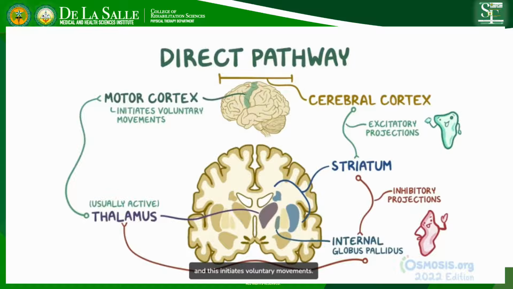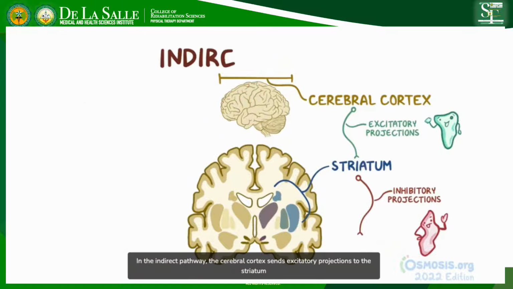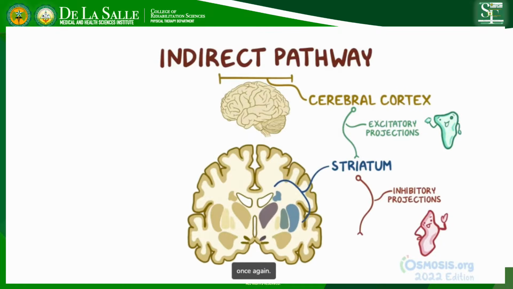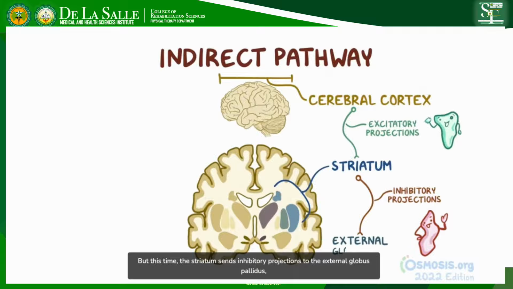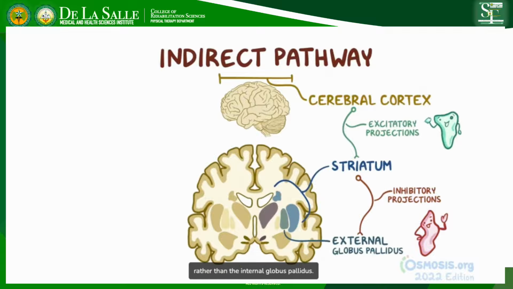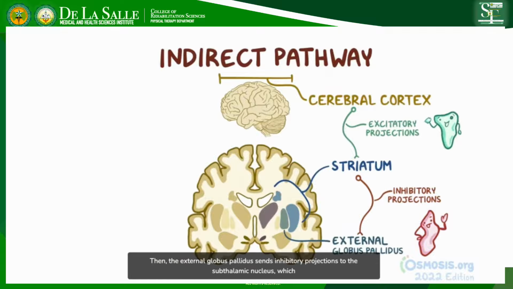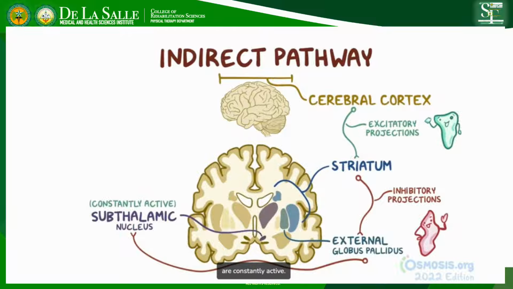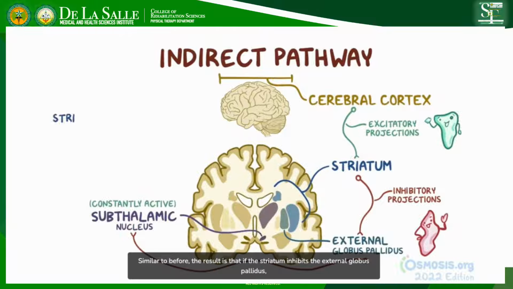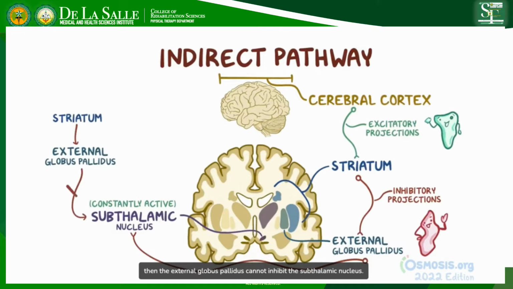In the indirect pathway, the cerebral cortex sends excitatory projections to the striatum once again. But this time the striatum sends inhibitory projections to the external globus pallidus, rather than the internal globus pallidus. Then the external globus pallidus sends inhibitory projections to the subthalamic nucleus, which are constantly active. Similar to before, the result is that if the striatum inhibits the external globus pallidus, then the external globus pallidus cannot inhibit the subthalamic nucleus. Once more, the two negatives cancel out.